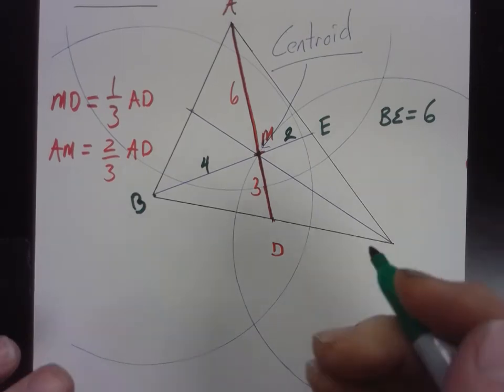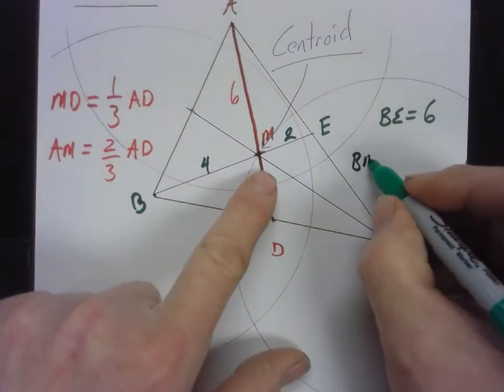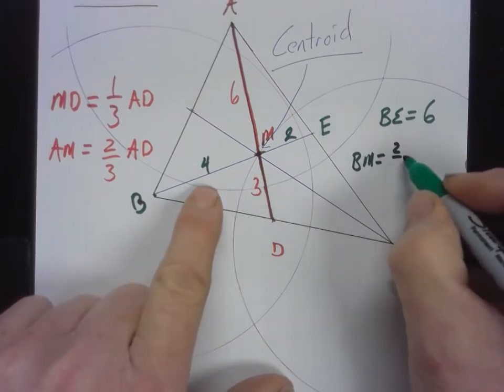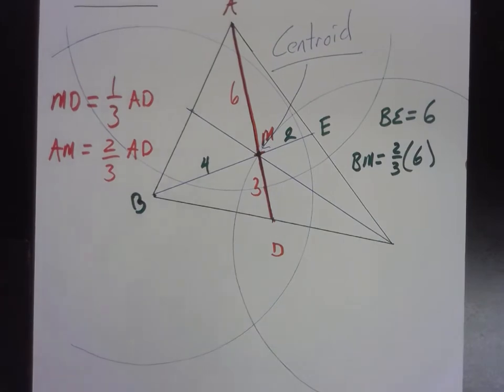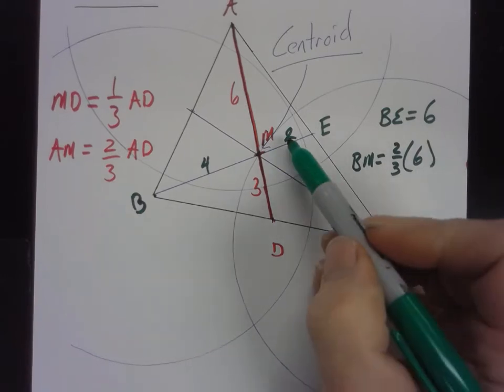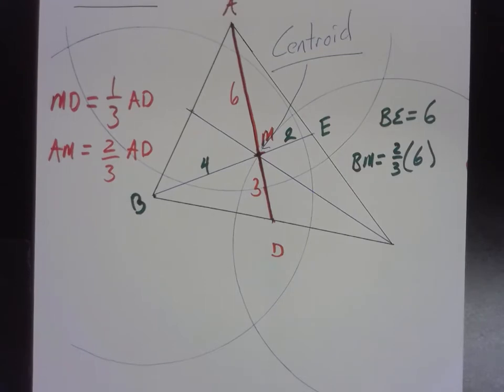And you can just say to yourself, look, BM is 2/3 of the whole thing. See, that's an equation we can solve, isn't it? 2/3 of 6 is 4. 1/3 of 6 is 2, right? Okay? So there you go. That's how the centroid works. Kind of a cool deal.